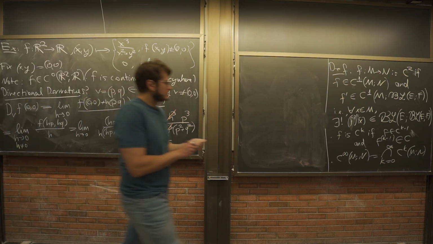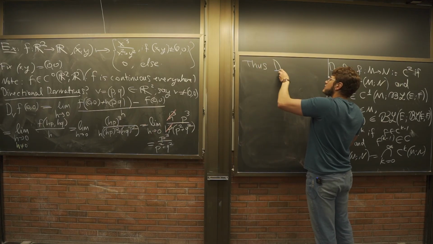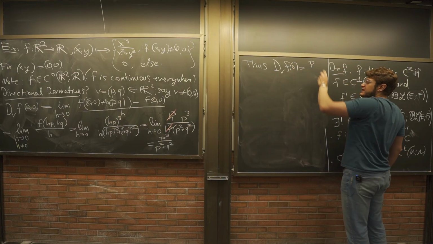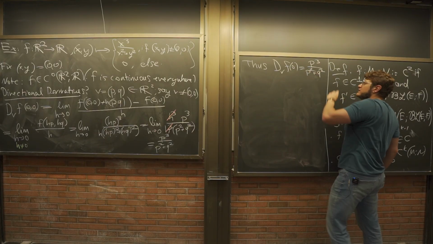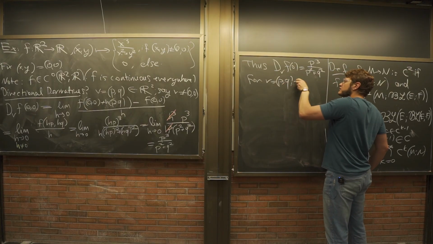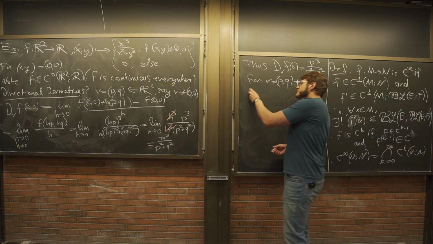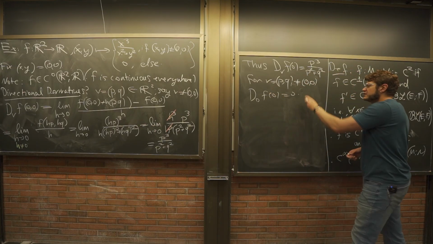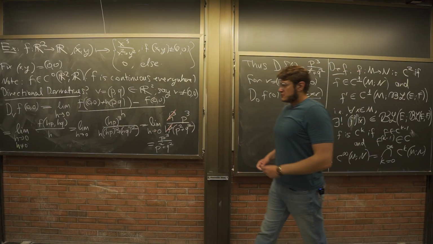Okay, so let me write it. Thus, in more abbreviated notation, this is nothing but p cubed divided by p squared plus q squared for v equals pq not equal to 0. And I'll leave it to you to verify that at 0, the directional derivative along 0 itself is going to be 0. That's an exercise. That's by definition, essentially. Are we happy so far?